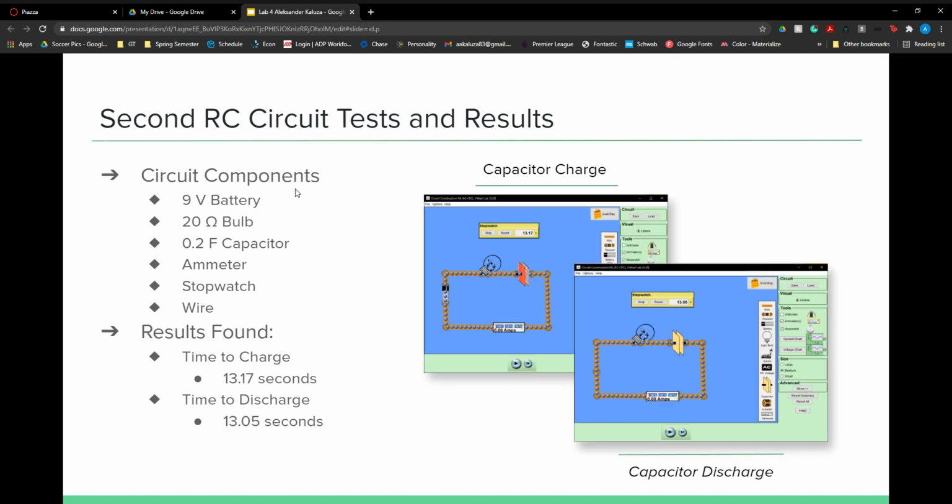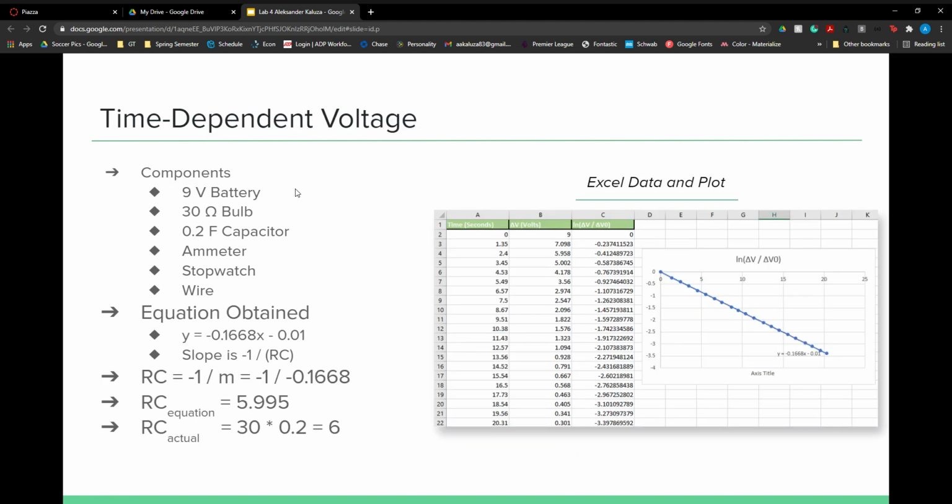Similarly, for the second RC circuit, we had a 20 ohm bulb, and similarly, the time to charge and discharge were fairly close, but they did take longer because of the larger resistance in the bulb. The time to charge was 13.17, and the time to discharge was 13.05. Same photos. On the left we have the charge photo, and on the right we have the discharge photo.